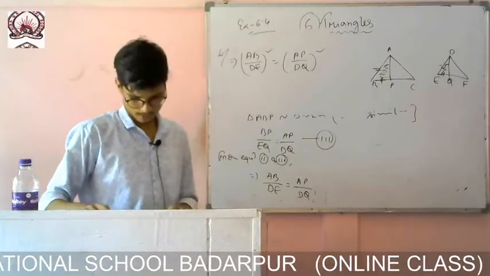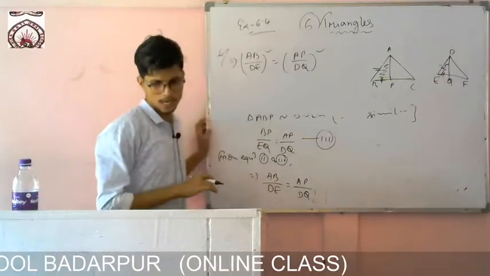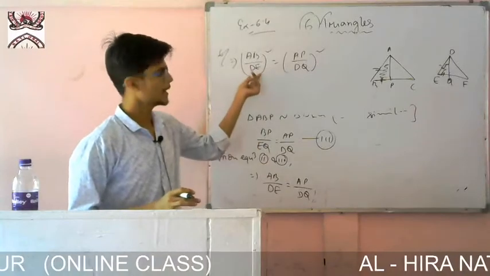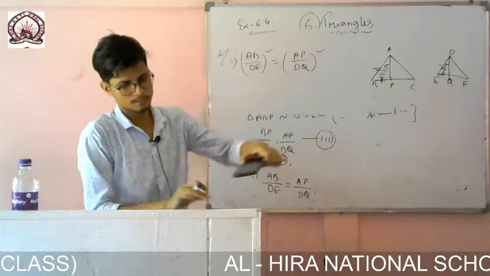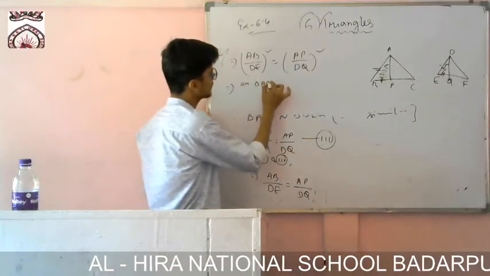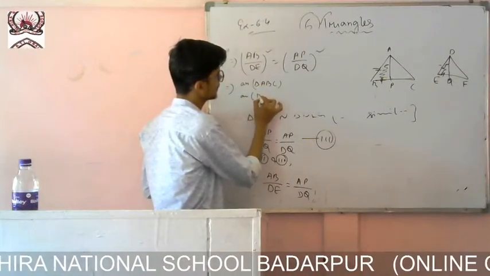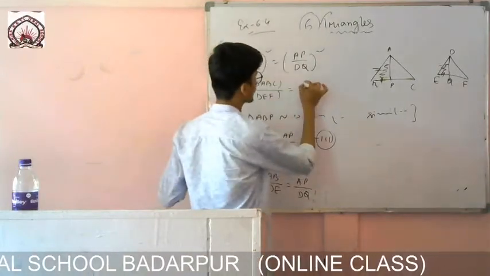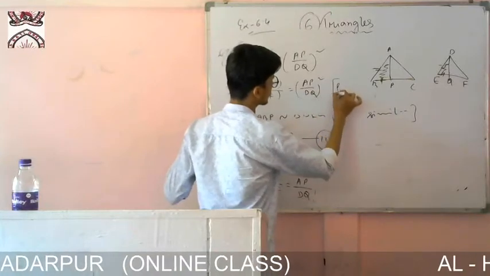If you recall the first equation, the area of triangle ABC by the area of triangle DEF was equal to AB by DE whole thing square. That means in place of AB by DE I can write AP by DQ. Looking at the first equation, there it will be AP by DQ whole thing square. There you write from 1.